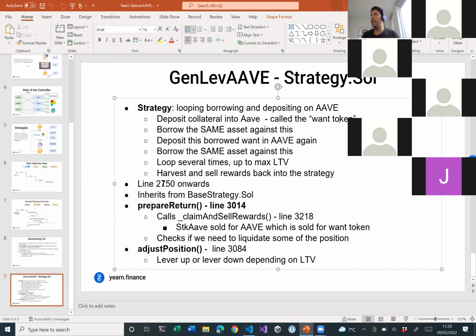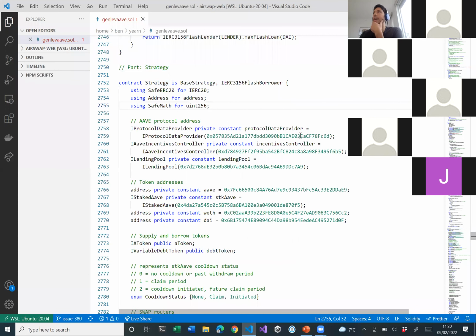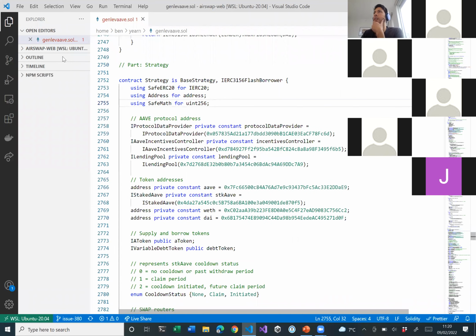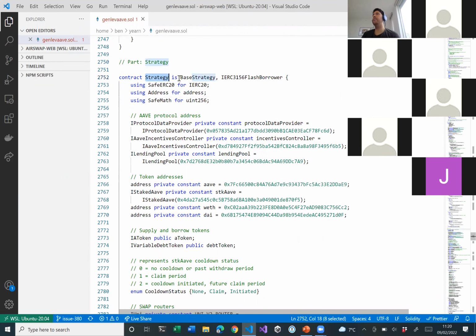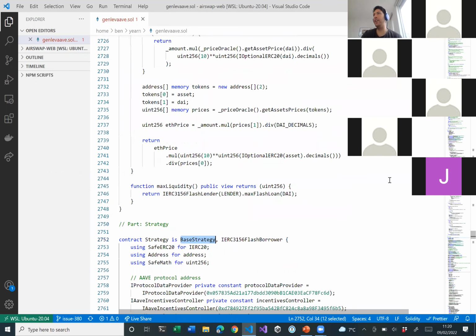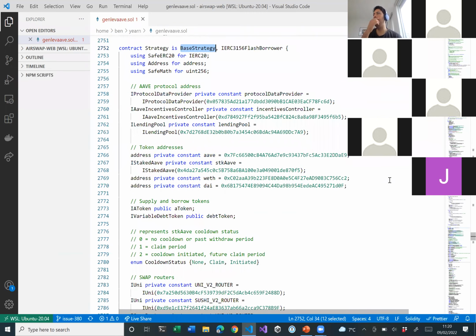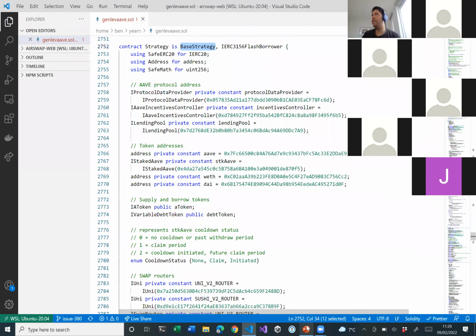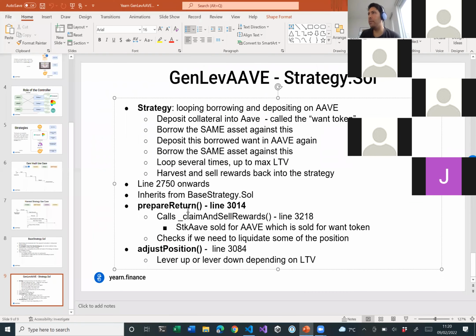This strategy starts on line 2750 onwards. So that's here. So we can see contract strategy, 2,700 lines down already. But yeah, the strategy starts here. And you can see here we're inheriting from this base strategy. Base strategy is further up here, and if you want to take a look at it, obviously you can a bit later. But just focus on some more interesting parts.